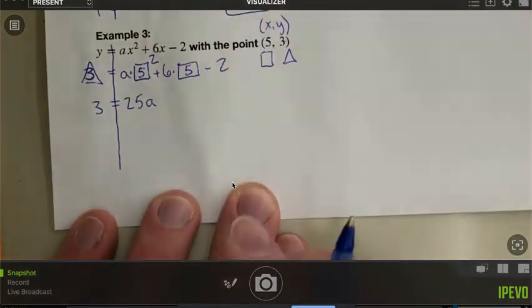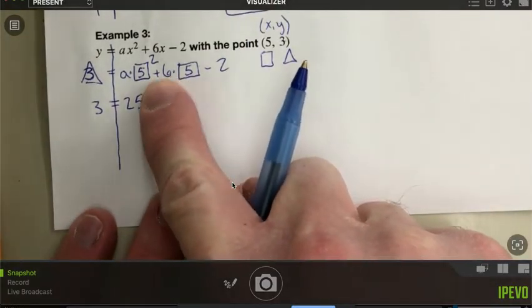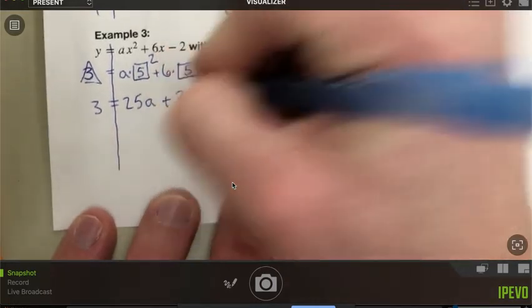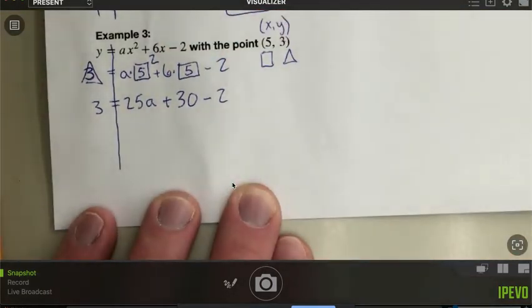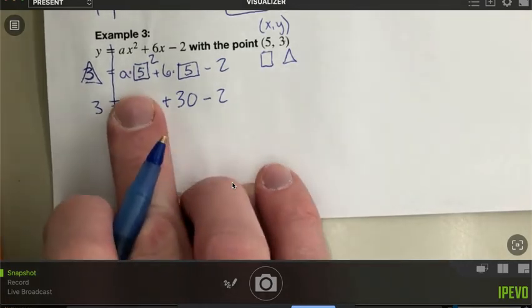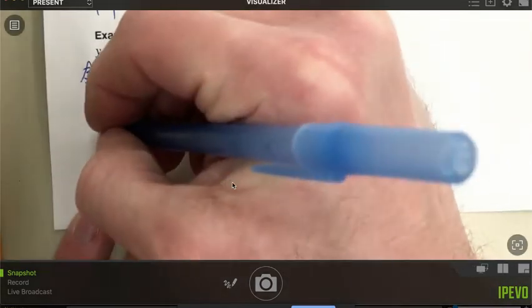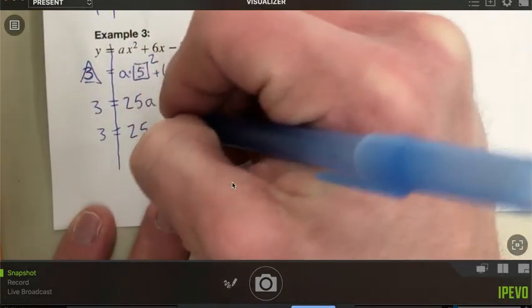And then I have plus a 6 times 5. So that'll be plus 30. And then I have this minus 2 on the end. If you take a look at this side, a is here. Not much I can do with that term, but I can simplify this. I have 30 minus 2. So that's going to be 28.